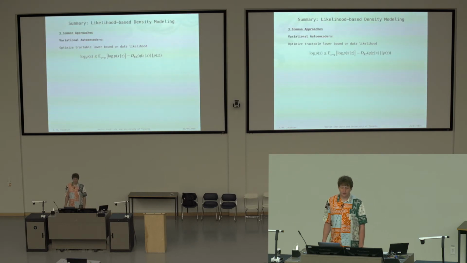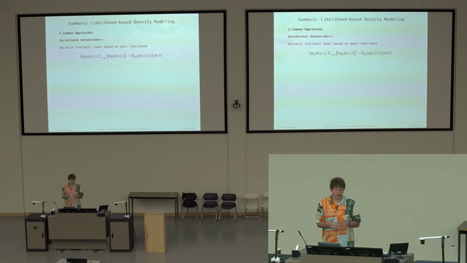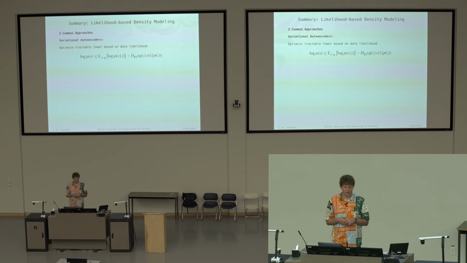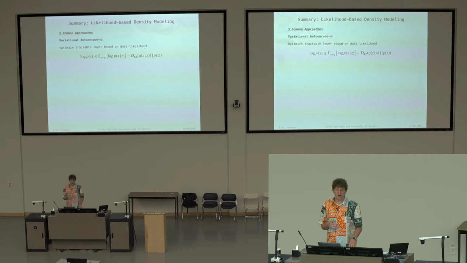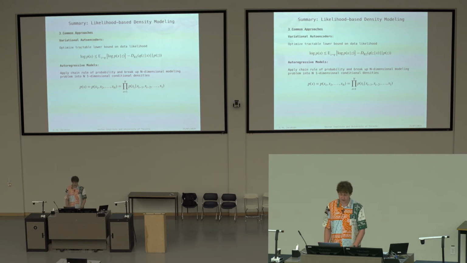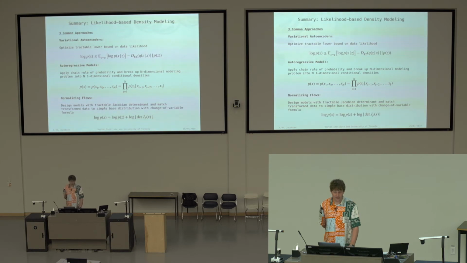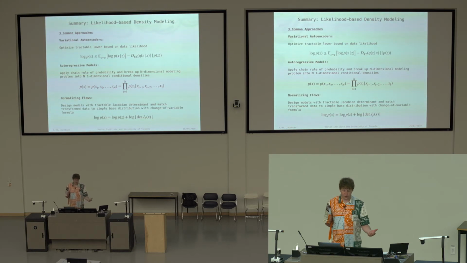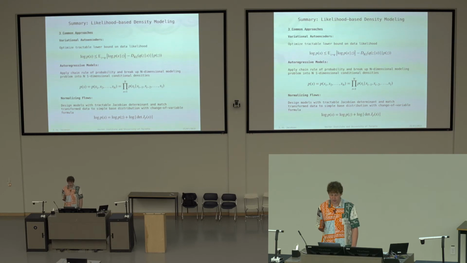Okay, so a quick summary for likelihood-based density modeling. I talked about three common approaches. One is the variational autoencoder, where we optimize a tractable lower bound on the data log likelihood of this form. We talked about autoregressive models, which apply the chain rule of probability and break up an n-dimensional modeling problem into n one-dimensional conditional density problems. And then we had normalizing flows, which are concerned with designing models with tractable Jacobian determinants that are invertible and match transformed data to a simple base distribution with the change of variable formula.